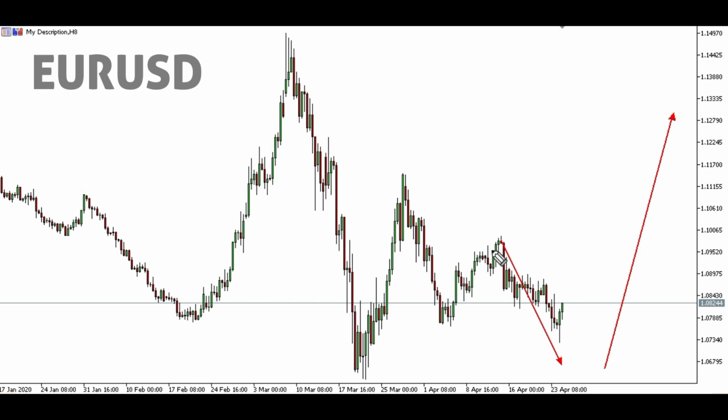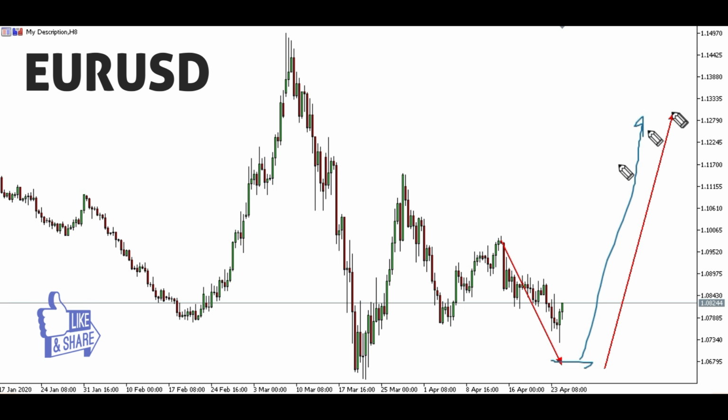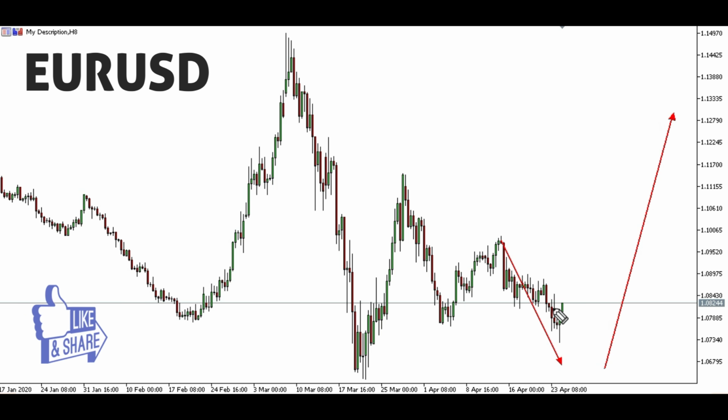EURUSD, we talked about this down move from this level to reach this level, and we said if we get our entry from this level here, we'll be looking forward for a buy opportunity from this level all the way until this level here. We said we needed the completion of the structure to reach this level, and then we can take this buy from here all the way until this level here. So you can wait for this setup here to complete, then we can take the buy.